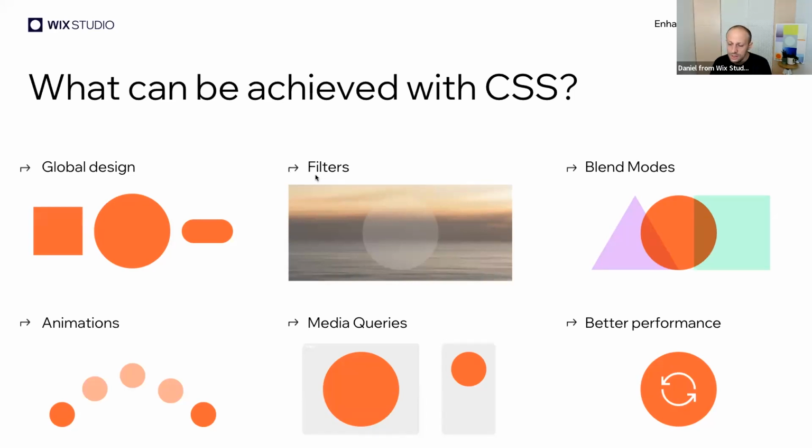And of course, you can use new properties that are not available up until now, like filters and blend modes. And you can use animations, which are more complex, CSS-based animations. And you can copy them from the web. We'll see that in a minute also. You can do media queries, so you can control the same element on different sizes of screens. And all of this also contributes to better performance, because you can change a lot of the things you are now doing using Velo and JavaScript, and do it using CSS. And that means that your site will have better performance, because the less JavaScript you have on your website, the better performance it has.